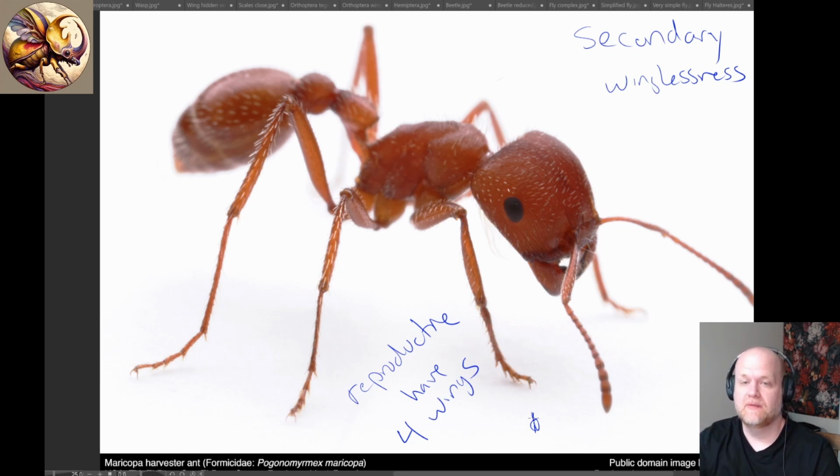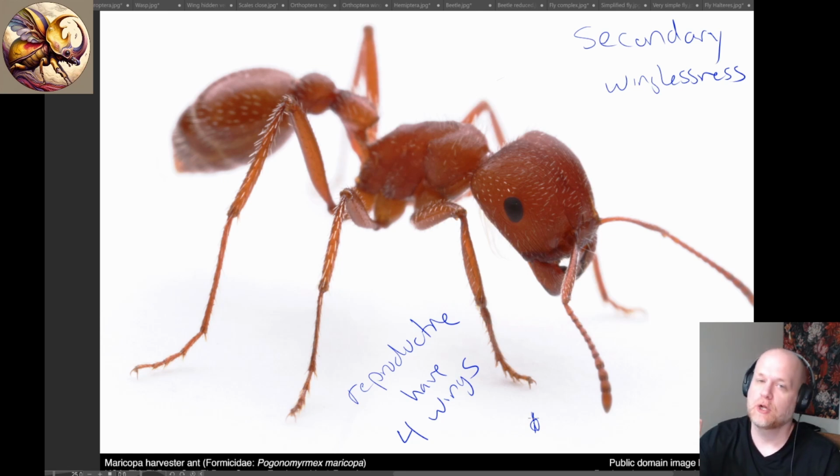Once the male and female reproductives for ants fly out of their colony, they mate, they land to form a new colony, and then their wings fall off. And the reason they do this is so that they can self-cannibalize their flying muscles, because they need the energy for egg laying. So all the worker ants that are born are secondarily wingless. They never develop wings, but the reproductives do develop wings.